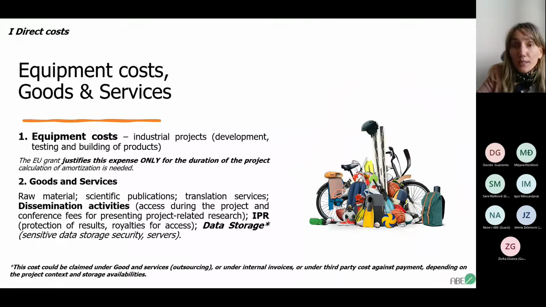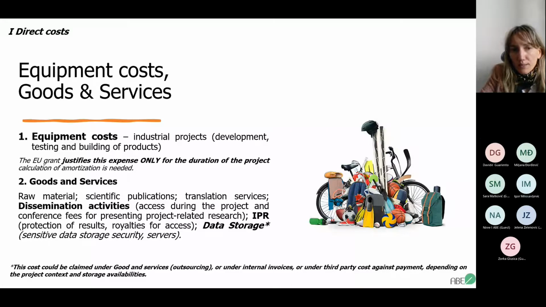The second kind of direct costs, other direct costs, are actually the costs of equipment and goods and services. Here, the costs of equipment are mostly seen within industrial projects. Those are the costs of development, testing, and building of products. Of course, the EU grant justifies this expense only for the duration of the project, and you should keep that in mind during the calculation of the costs during the project period, and you also need to calculate the amortization of the equipment here.